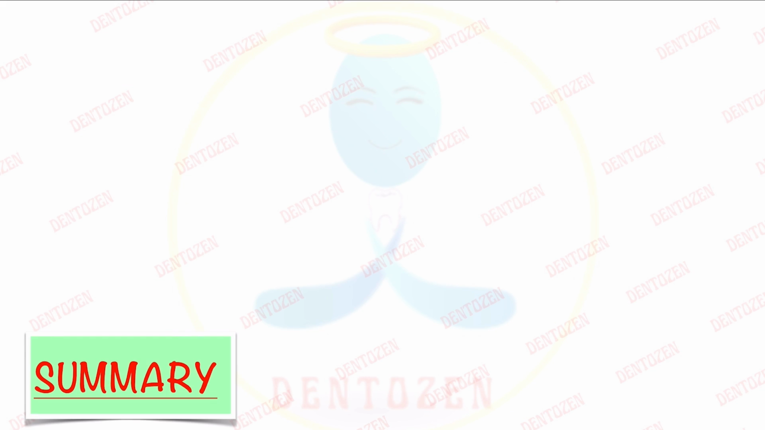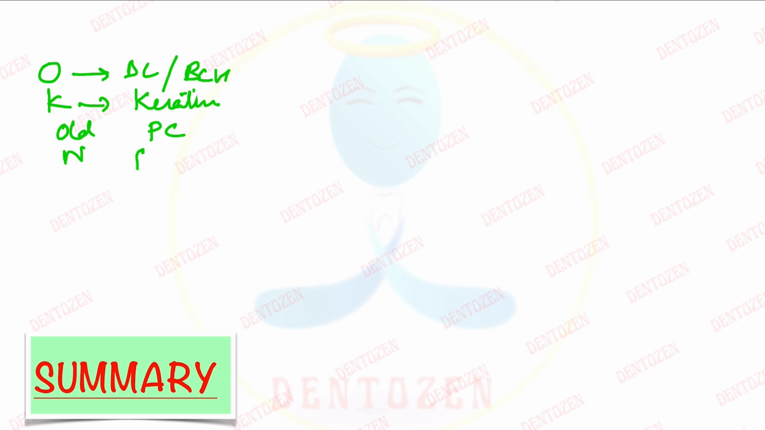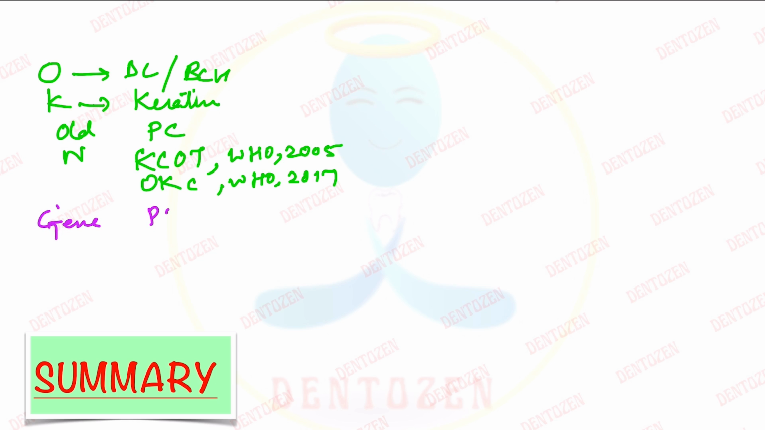Let's quickly revise. OKC has its origin from dental lamina remnants or basal cell hamartias. It is called keratocyst because there is a lot of keratin production in the cyst. The old term for this was primordial cyst. The new term was keratocystic odontogenic tumor, given by WHO in 2005. It has been renamed back to OKC by WHO in 2017. The gene mutation seen is the PTCH gene mutation located on chromosome 9q22.3.